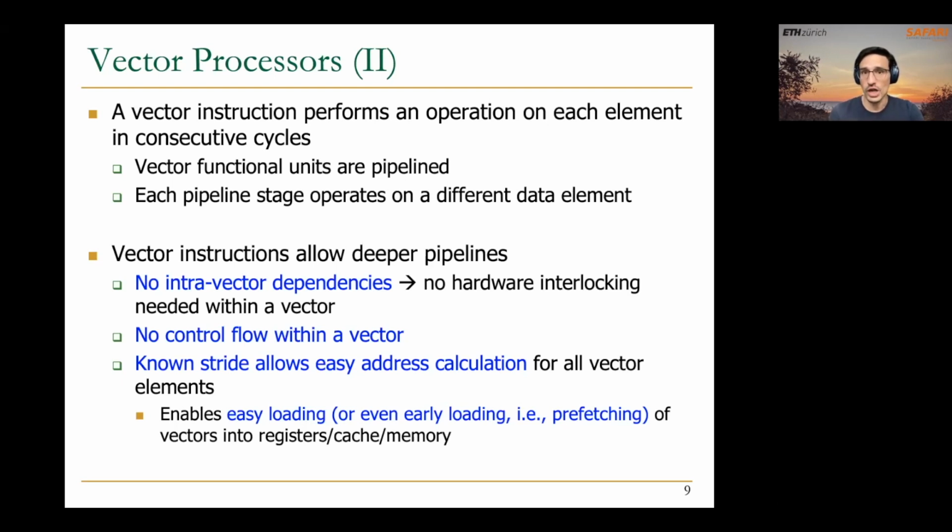There is a known stride to easily calculate the address for the accesses, loads and stores between memory and the vector registers, as we have just seen in the previous example with the matrix multiplication. And this allows easy loading and even prefetching because we know what are going to be the next elements to be accessed. We can calculate those addresses in advance because we know the stride, and we could be prefetching some data from memory and hide latency in this way.